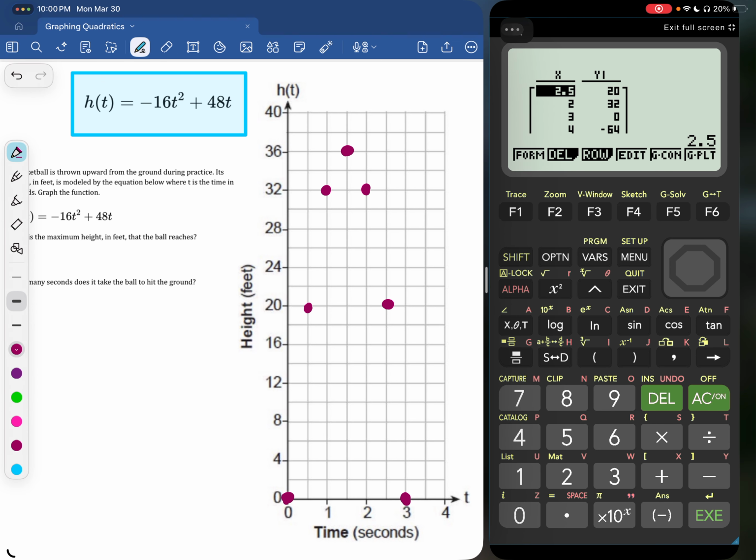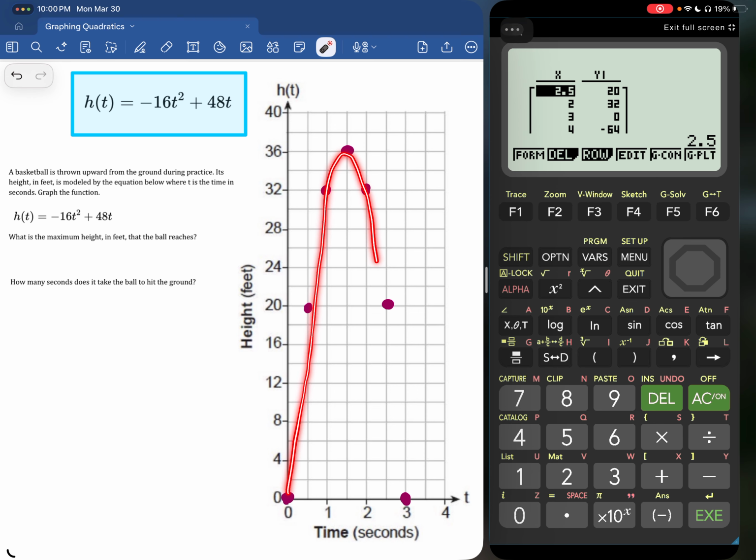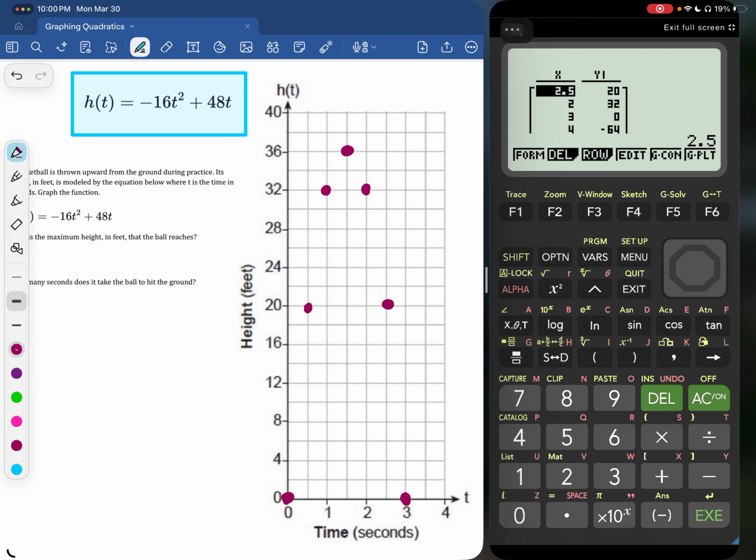So now I have a couple more points on my graph, right? So I could make a more precise sketch of what this quadratic function would look like, right? So if I went ahead and I connected these points that I have here, I see that the graph would look something like this, right? So this is how you would use the window function in your table to adjust it to see your entire graph. And then this is how you would use the table to find the points in between.